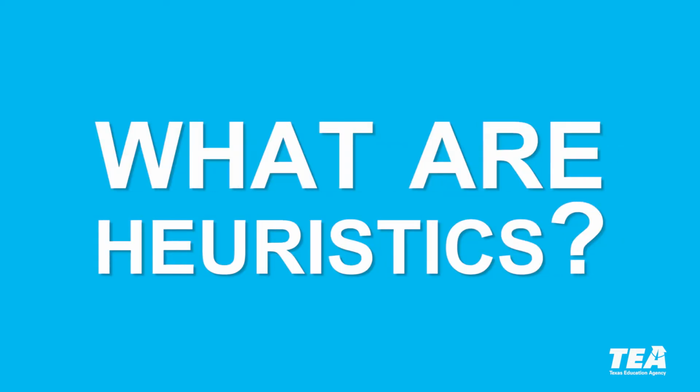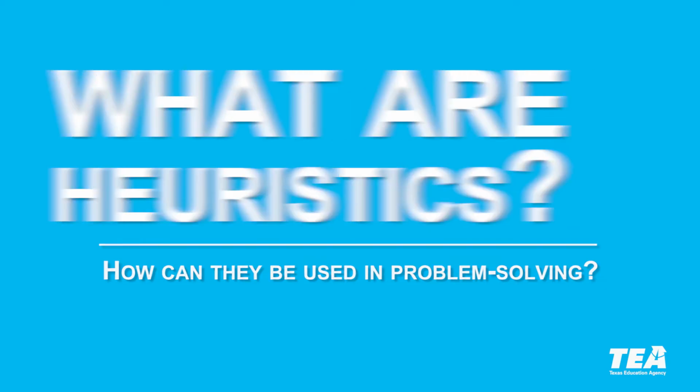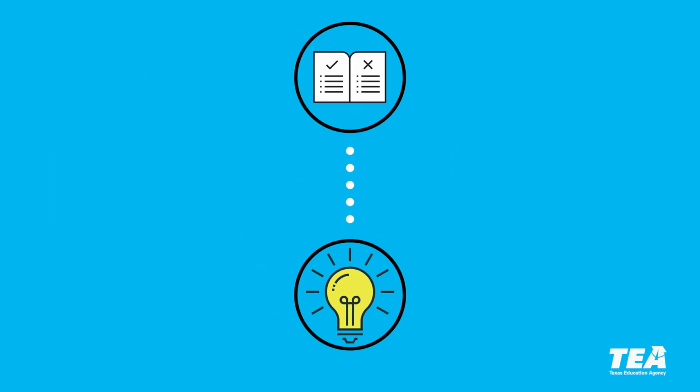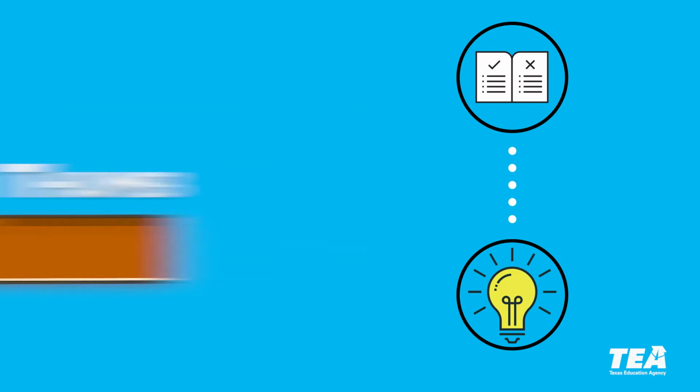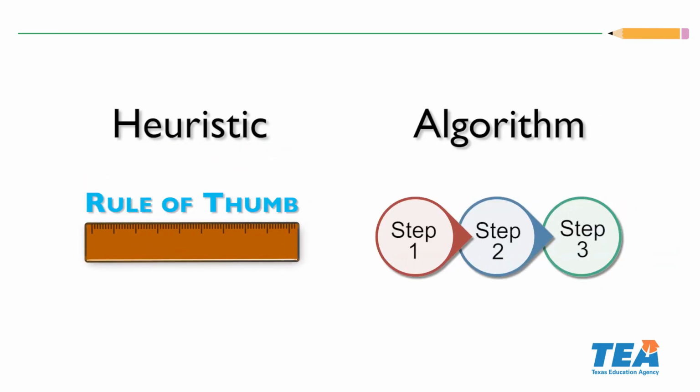What are heuristics? How can they be used in problem solving? A heuristic is a set of guidelines used to solve a problem. We can think of it as a rule of thumb, something that approximates rather than specifies. An algorithm is a highly structured, step-by-step sequence that leads to a correct solution when correctly applied.